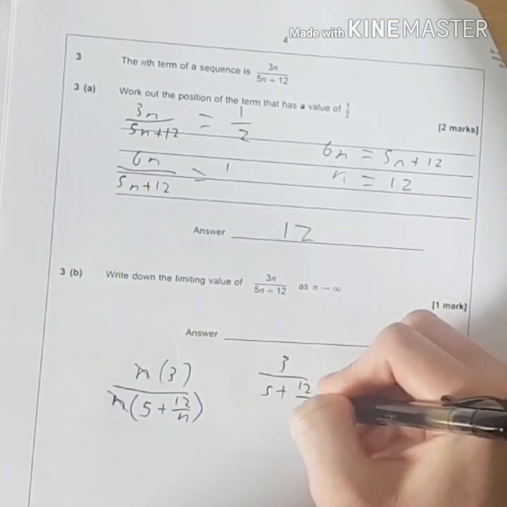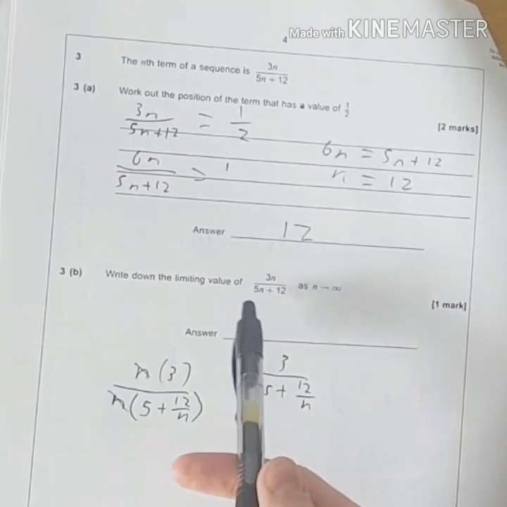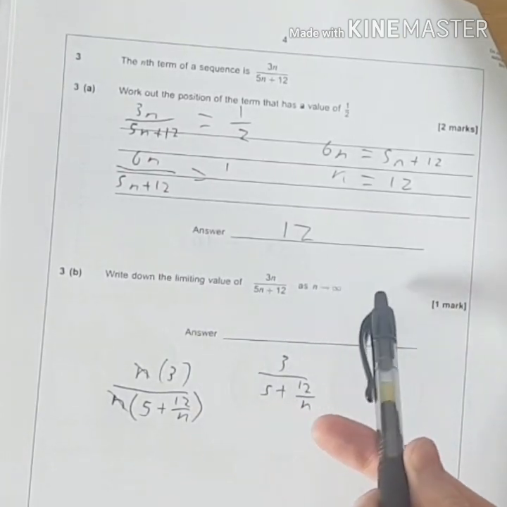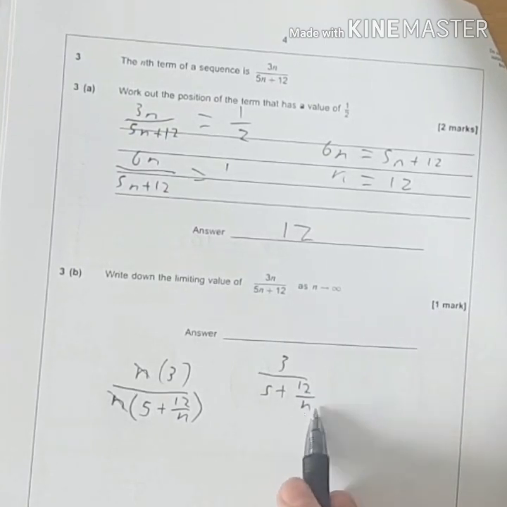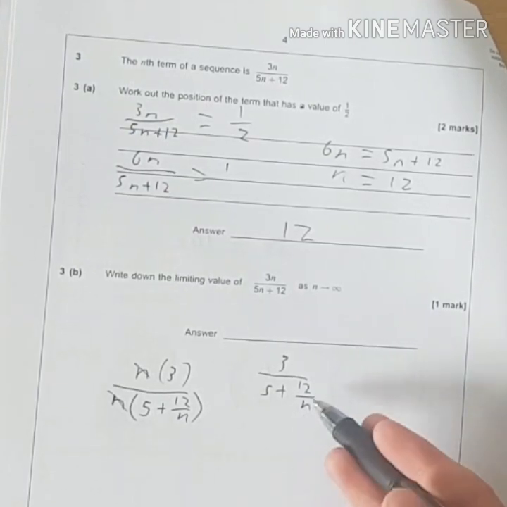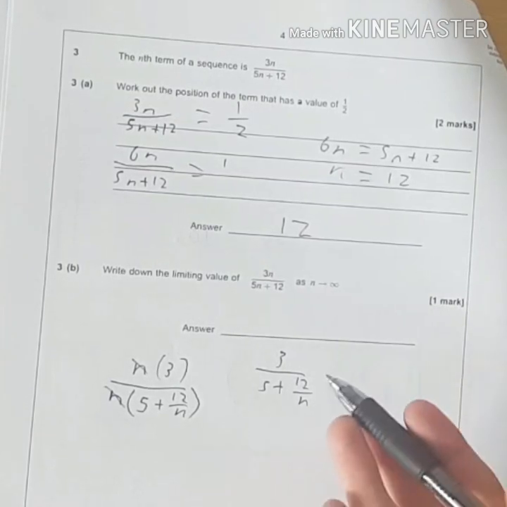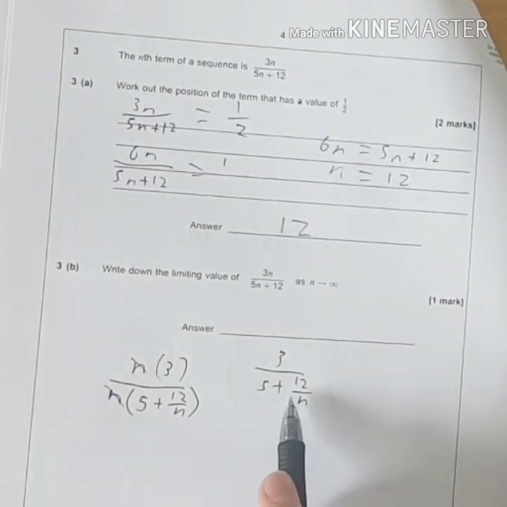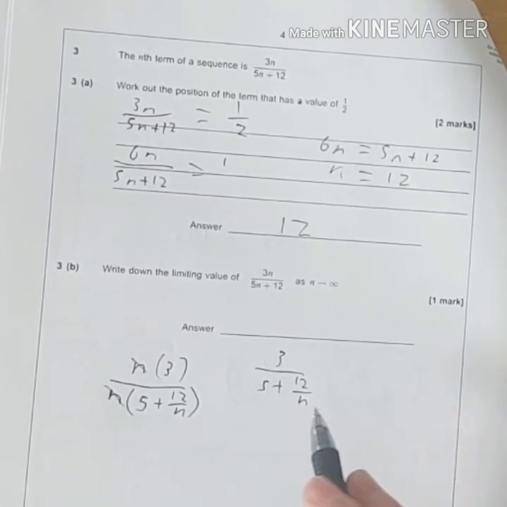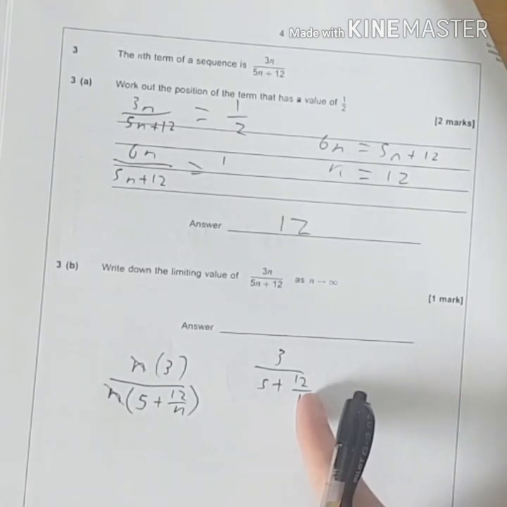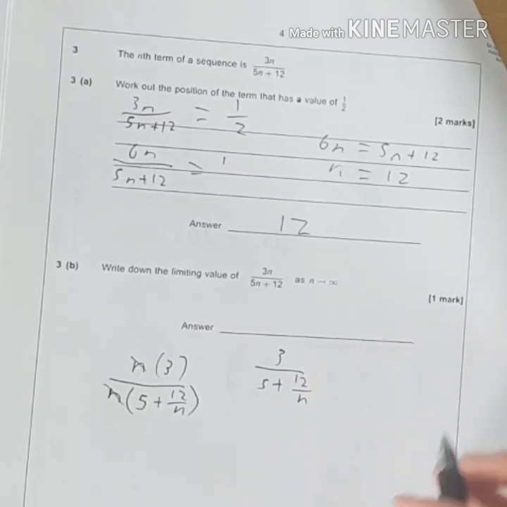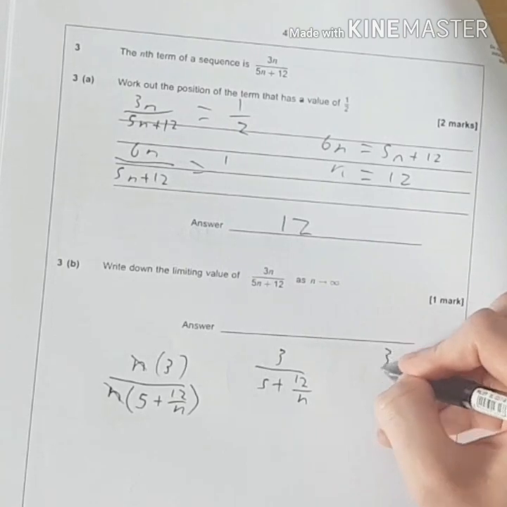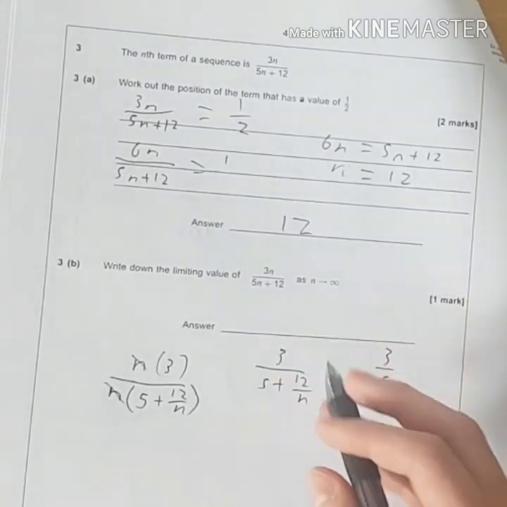What it's asking us to do is to find the limiting value as n tends towards infinity. So what we can do with this equation is to make n equal to infinity, or a really big number. And as you know, the bigger the denominator is, the smaller the actual fraction is. So as n is infinity, this value is essentially 0. So what we're given is 3 over 5 plus 0, or just 3 over 5. And that is our answer.